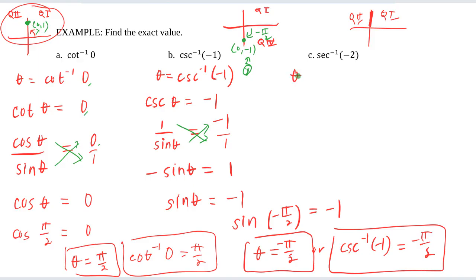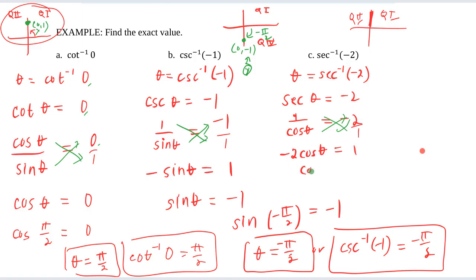So I can now write this as theta is equal to inverse secant of negative 2. And then this is secant theta is equal to negative 2. Now, converting this into its reciprocal, this is 1 over cosine theta, which is equal to negative 2. Again, I just applied the reciprocal identity of secant. So now I will do cross multiplication. So now we have negative 2 cosine theta is equal to 1, wherein cosine theta is equal to negative 1 half.